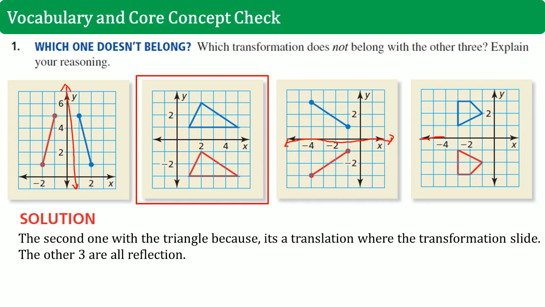And likewise, this one also has a line of reflection. If this one had a line of reflection, the triangle would look something like this if it was reflected properly, but it doesn't. So that is why the second one does not belong. It's the only one that didn't reflect.